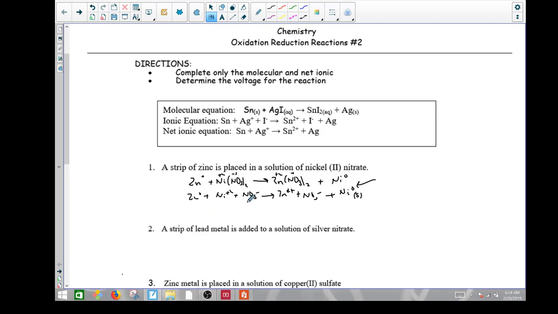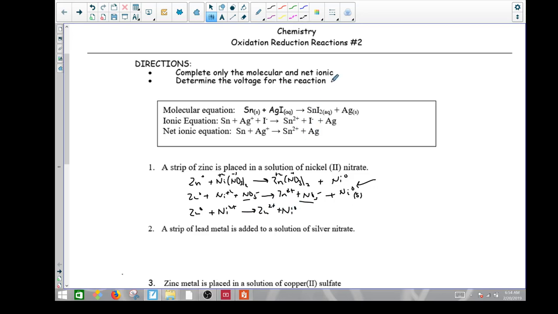Alright, net ionic, removing these guys here. Spectators removed, nitrate's a spectator. So it's zinc metal plus nickel 2+ goes to zinc 2+ plus nickel metal.